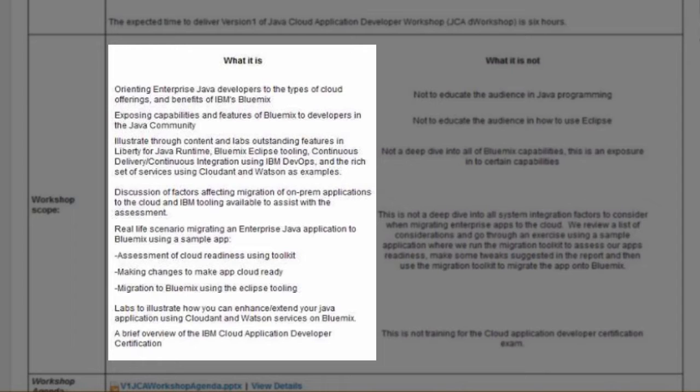We are giving you a real-life scenario of migrating an enterprise Java application from a third-party app server, namely Tomcat, to Liberty Server in Bluemix using a sample application. So this is an absolutely real-life and a full enterprise app that you can migrate and learn the principles and the methodologies. In this, we are assessing cloud readiness using the toolkit.